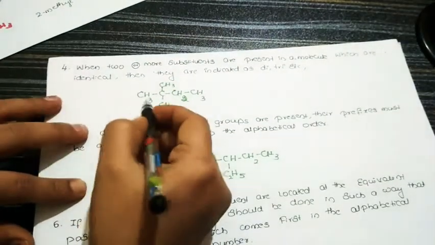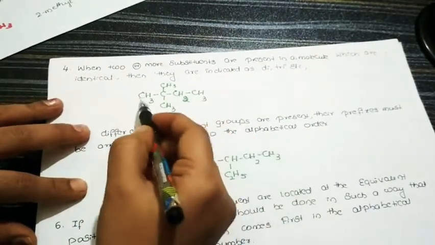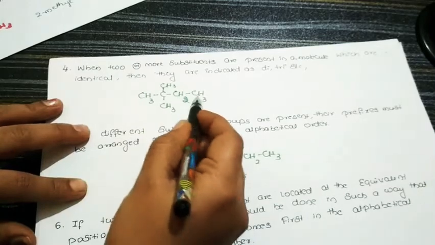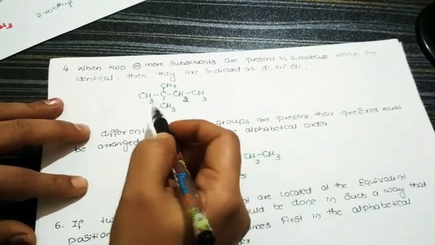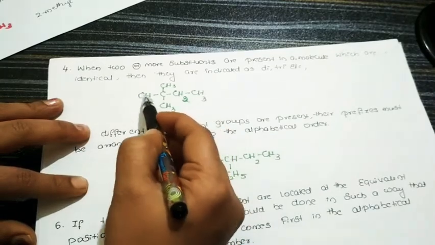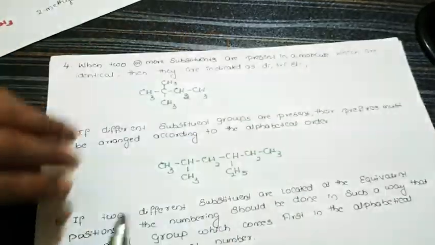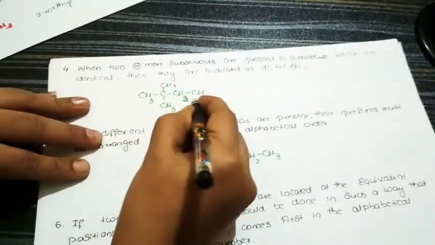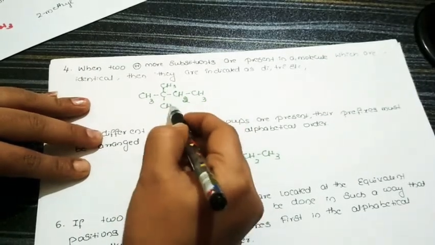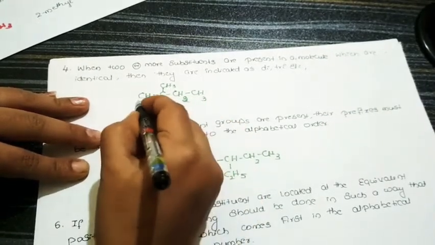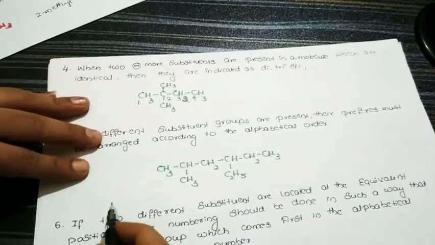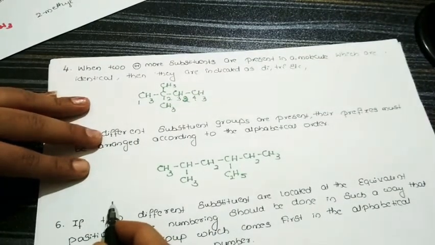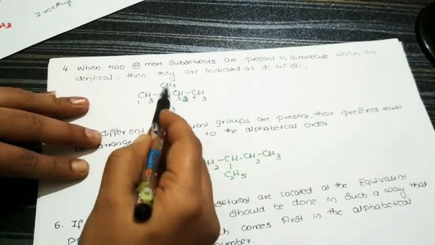So first, I am applying the rule: select the longest chain. So 1, 2, 3, 4. 4 carbons I am getting. However you number, you are getting 4 carbons. So I'll start from this way. Why? The substituent should get the least number. So 1, 2, 3, 4. Numbering is done. The parent chain is selected, and the substituent has got the least number.